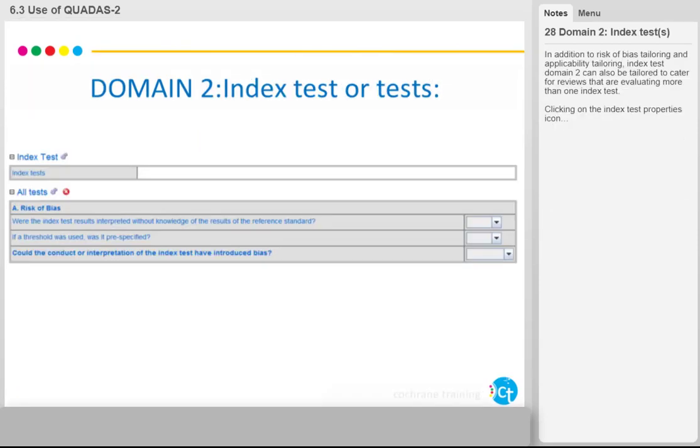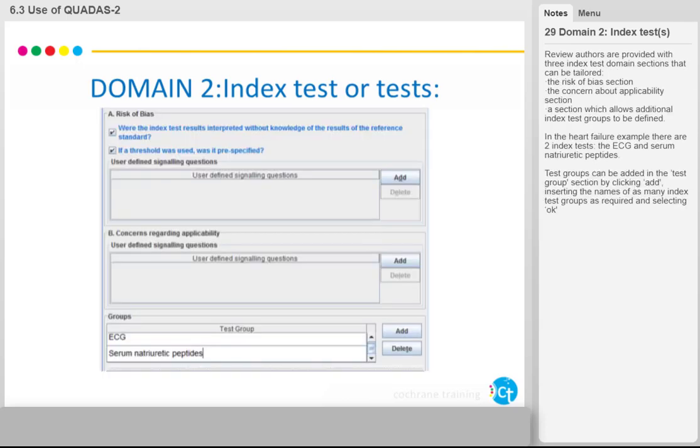In addition to risk of bias and applicability tailoring, Index Test Domain 2 can also be tailored to cater for reviews that are evaluating more than one index test. Clicking on the Index Test Properties icon, review authors are provided with 3 index test domain sections that can be tailored: the risk of bias section, the concern about applicability section, and a section which allows additional index test groups to be defined.